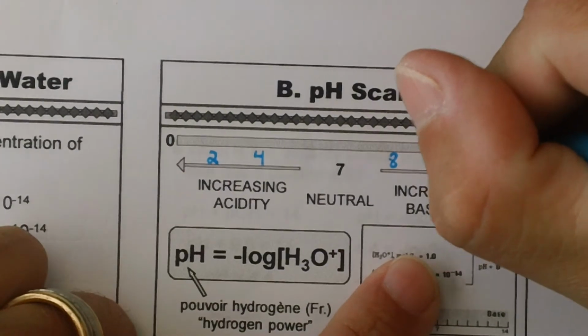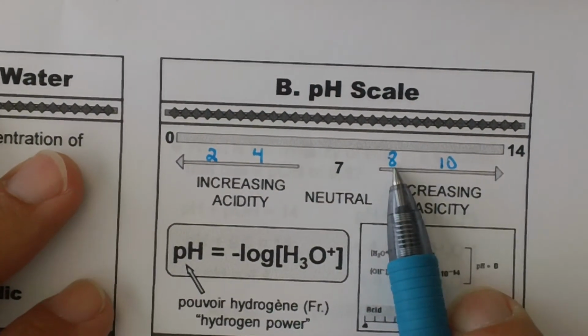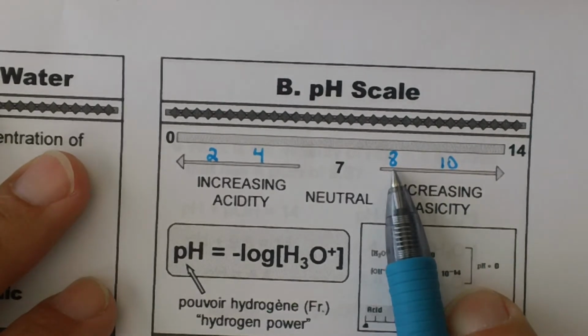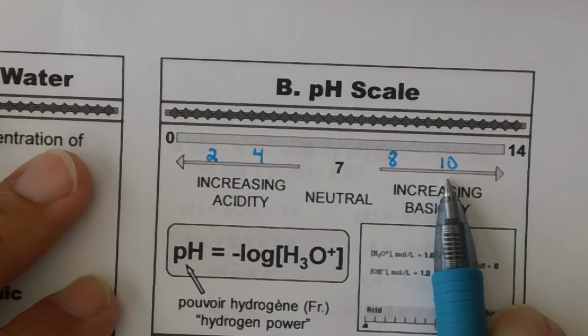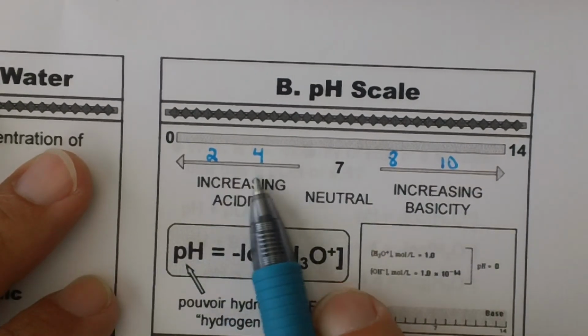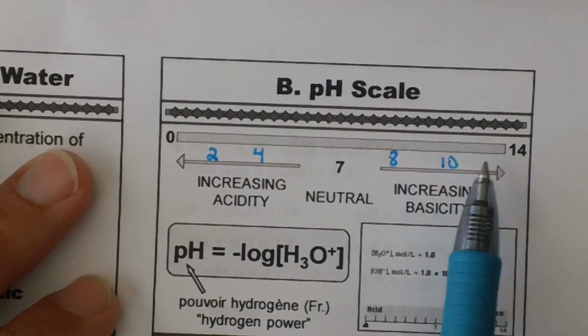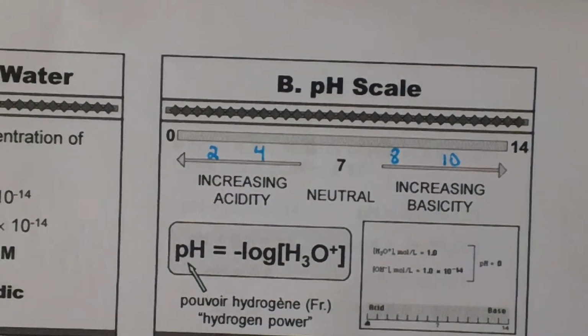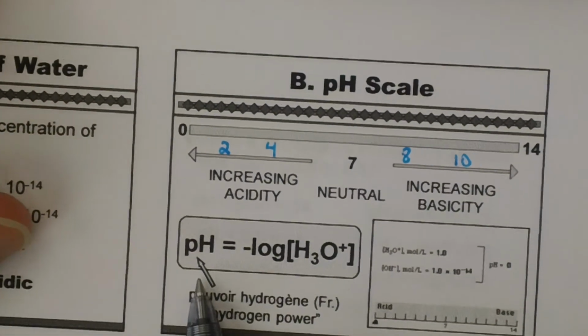Don't get caught. Somewhere you'll see a multiple choice question in your life that says if you go from 8 to 10 on the pH scale, you get more basic. And then it'll say if you go from 2 to 4, do you get more or less acidic? You're getting less acidic because you're moving towards that pH of 14. Good? Good.